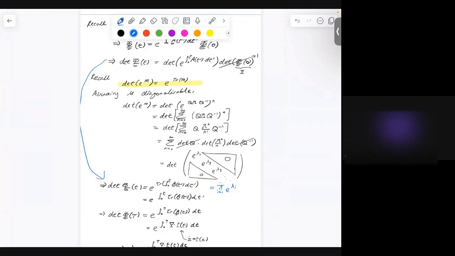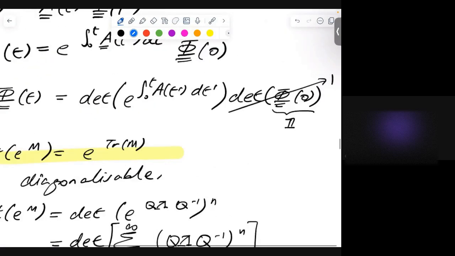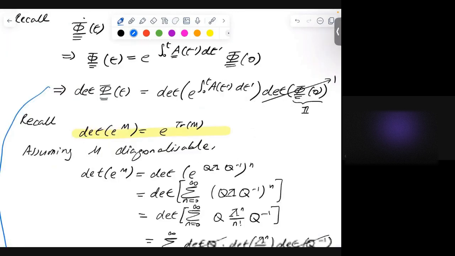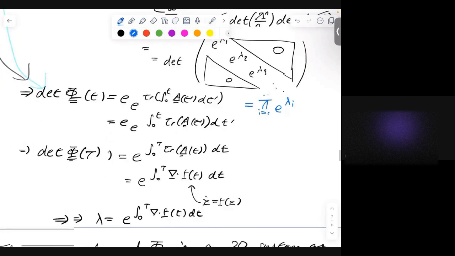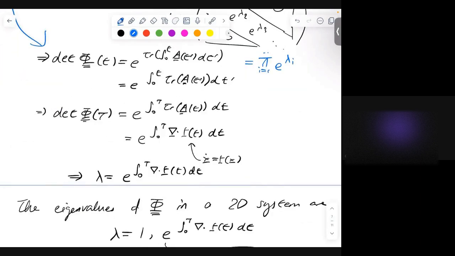As you can see here, we have E to some matrix, and we've changed it to E to the trace of some matrix. That's what we're doing. And because we're working in R2, that just simplifies to this, because we know that one of the eigenvalues was 1. What simplifies to what? This trace here, so the integral of the trace.